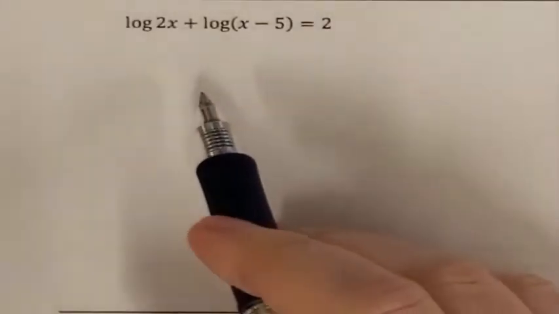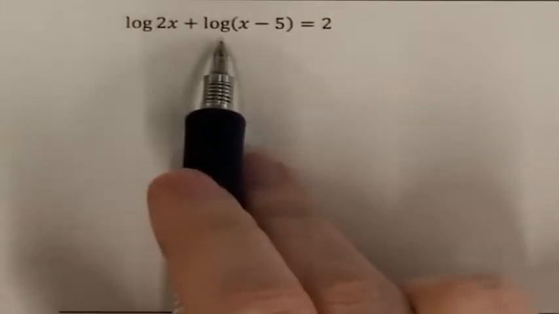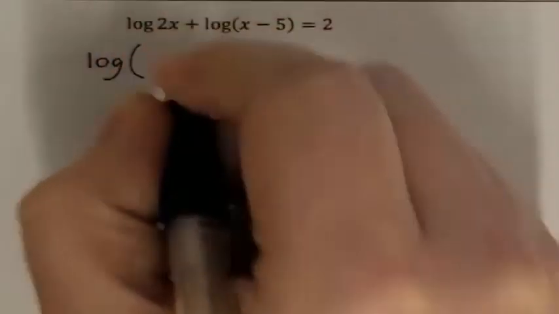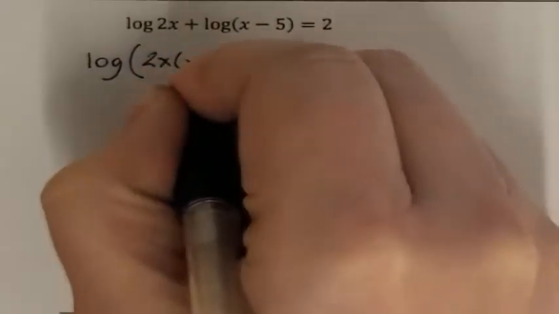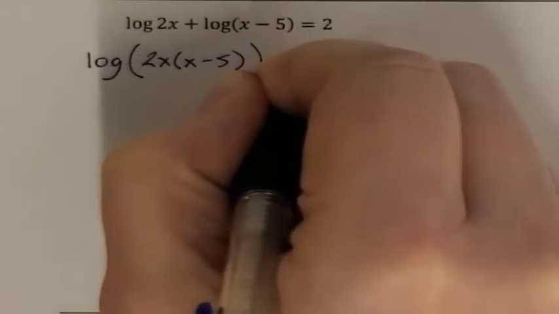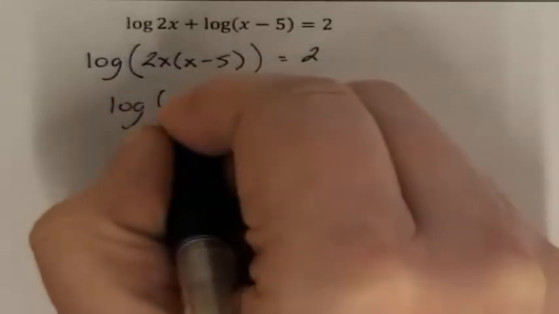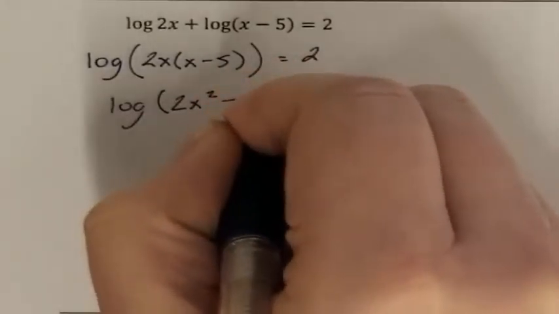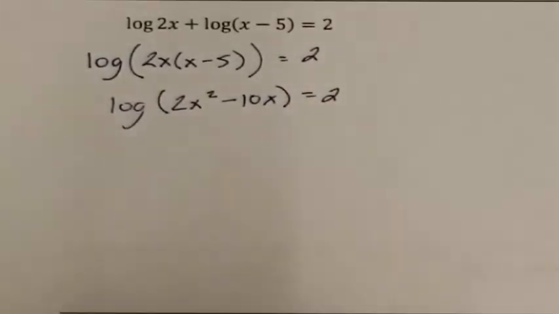So looking at this problem, I have on the same exact side two different logs. So I want to go ahead and condense these. If two different logs are being added, that means that log was actually having those two different things multiplied. So this is 2x being multiplied to the binomial x minus 5. So I have log of 2x times x is 2x squared, 2x times a negative 5 is a minus 10x. So I have log of this equaling 2.